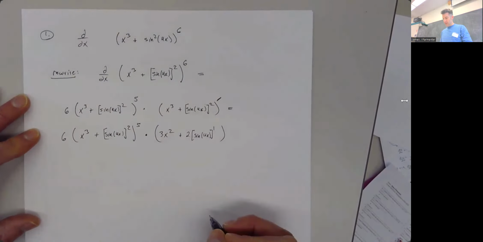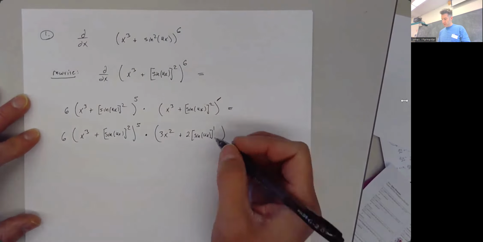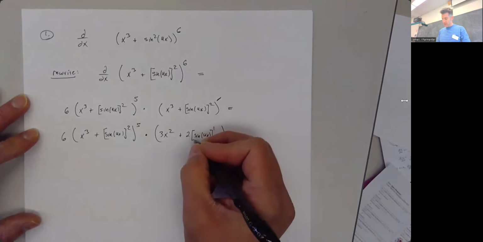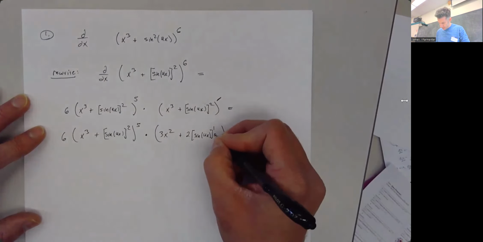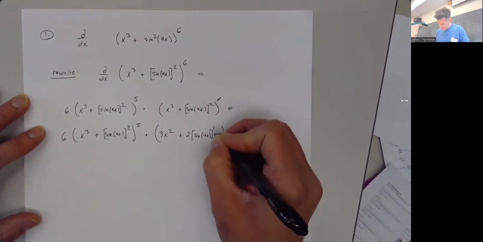to the first. Ooh, I didn't leave myself enough room here. That was a bad choice. And then right in here, I have to multiply by the derivative of that stuff. I have to multiply by the derivative of sine of 4x.